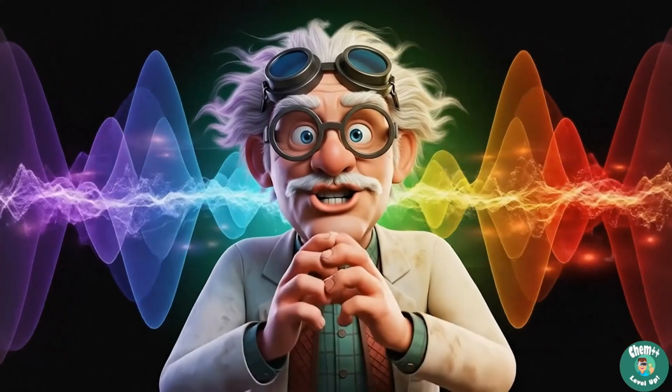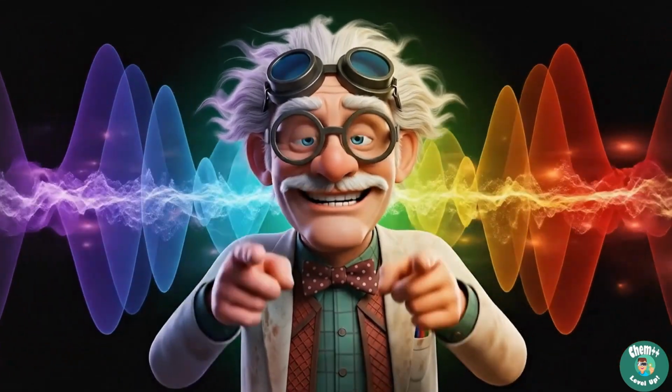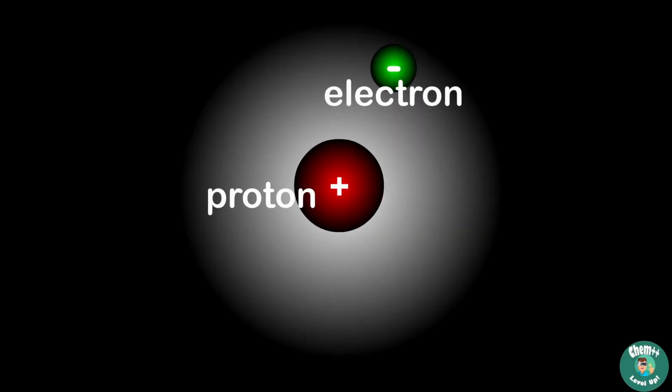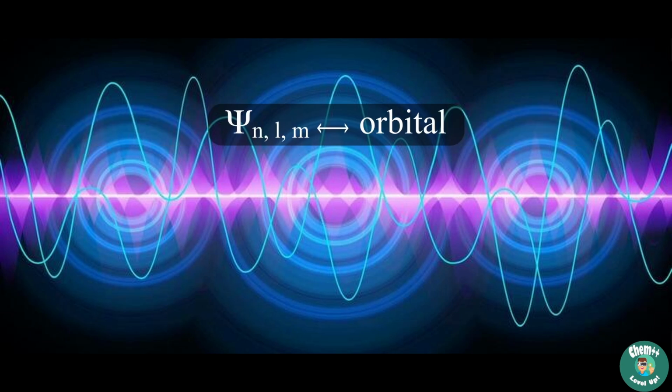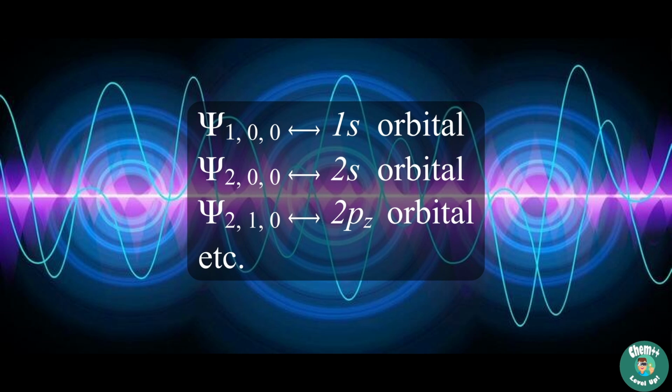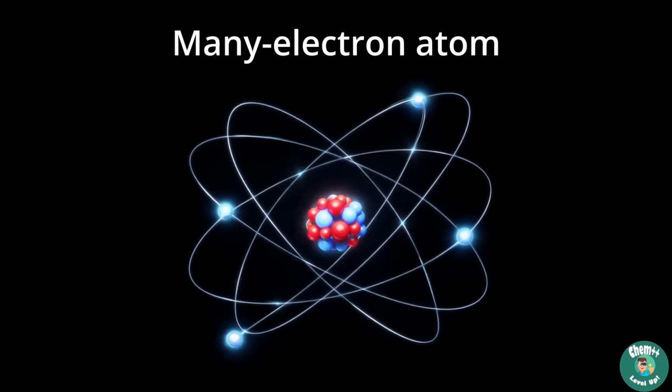Let's begin with the simplest possible atom, the hydrogen atom. Hydrogen contains only one electron, so its wave function depends on just one position, psi of x, y, z. And here something special happens. In hydrogen, the orbital is the wave function. Same object, same mathematics, same physics. Life is simple. But real atoms contain more than one electron, and everything changes.